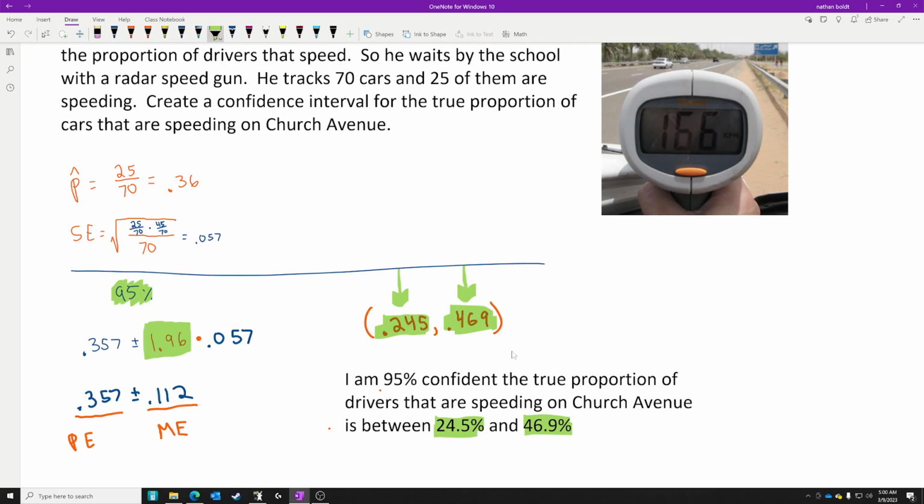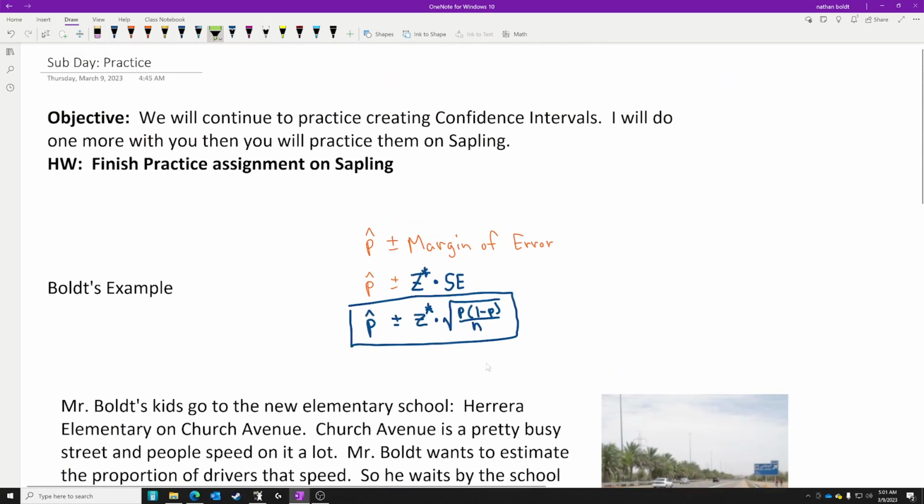Alrighty, so there's a quick overview of the confidence interval one more time. Head on over to Clever and then to Sapling and try out those practice problems I have for you. Finish them up in class, finish them after at home if you need to, but that can become a homework assignment if you don't finish it in class.